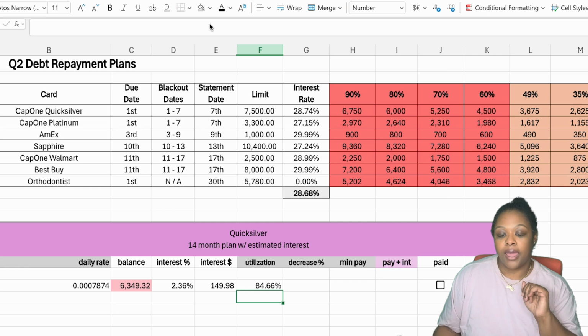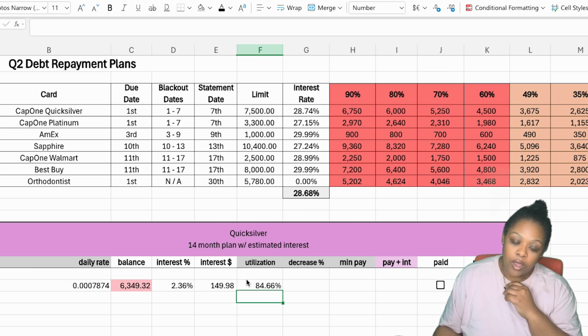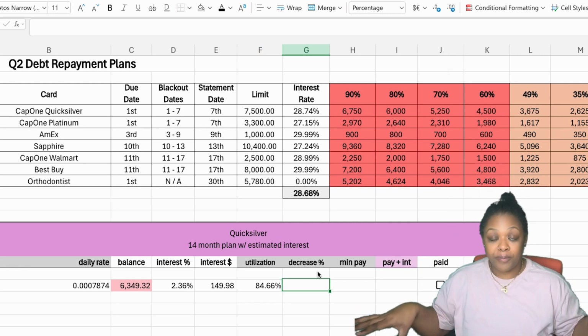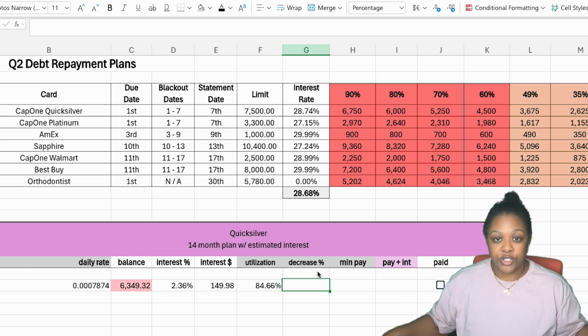So right now, I'm going to be using 84.66% of my limit, which again is in the red, and that's why this is red. I also formatted these cells to change based on the numbers. So let's say freeze right there. If I want to pay all this off, what do I need to do?